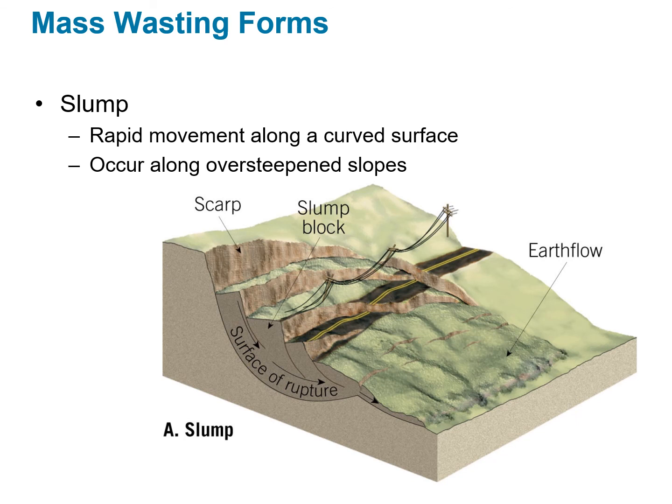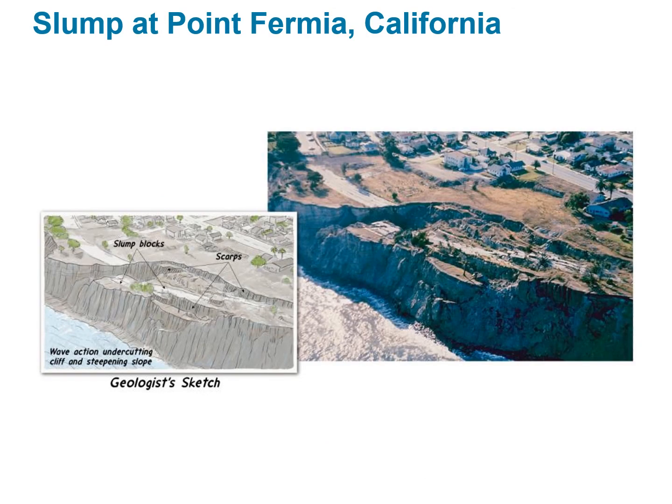Anyways, here's a slump. This is the rapid movement of earth material along a curved surface. So here's that curved surface right there. And this typically occurs along oversteepened slopes, like that GIF example I was showing you. And what's left behind is a scarp, and this whole movement here would be called the slump block. Okay, and the material that was on top, we call that earth flow, which is soil and regolith moving downward.